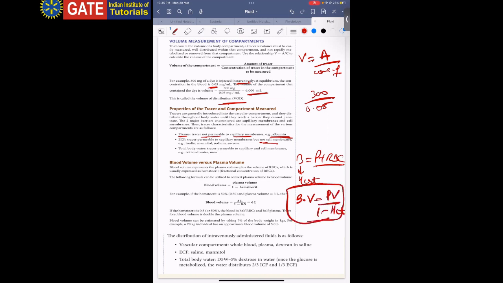You have to remember this formula, important. For example, if the hematocrit is 50% and the plasma volume is 3 liters, then the blood volume will be 6 liters. 3 liters divided by 1 minus 0.5, that is 6 liters.